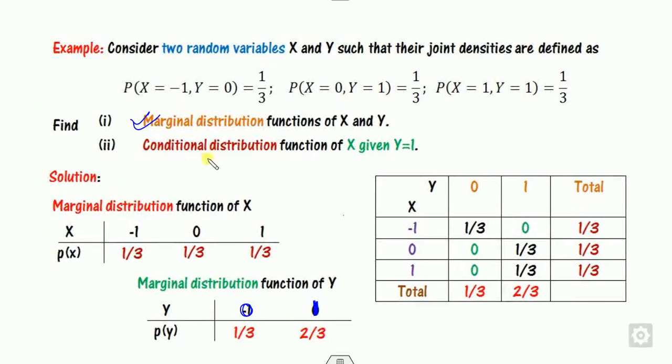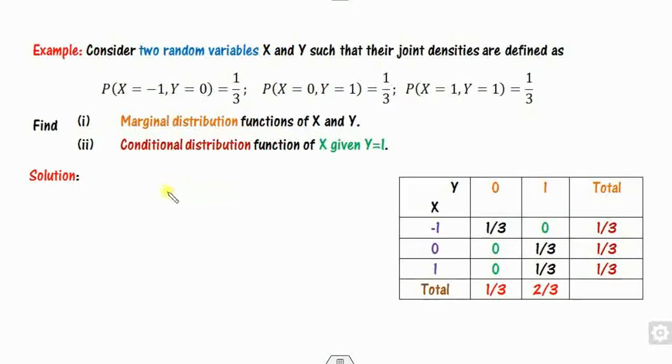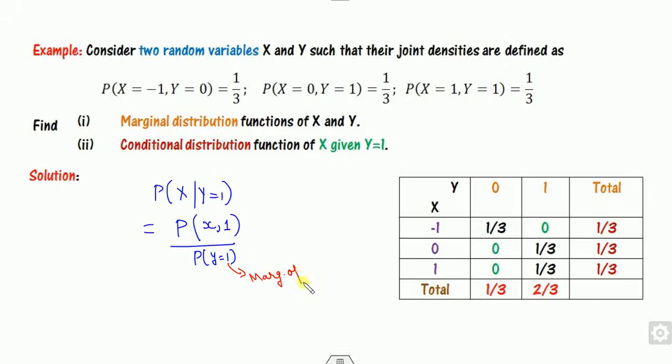The second part is how you find the conditional probability distribution of x given y. What is the meaning of that? You have to find x given y is equal to 1. How do you write that? It is the probability of x and y is 1, divided by the probability of y is 1. The denominator is the collection of only y, so it is the marginal of y. Y is 1 here, which means we need only this column.